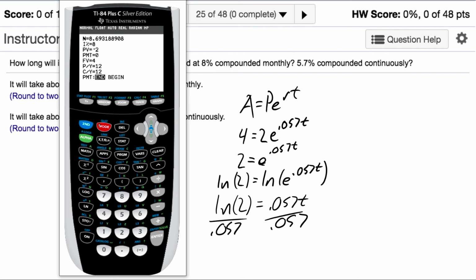We can do this in the calculator. Quit out of our TVM Solver. So the natural log of 2 divided by 0.057. And what we get there is 12.16 years. That's how long it would take to double at 5.7% interest, compounded continuously.